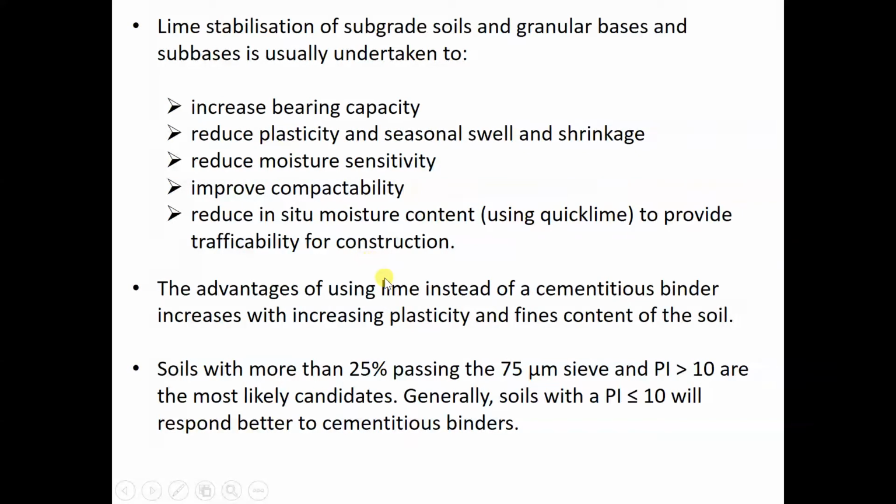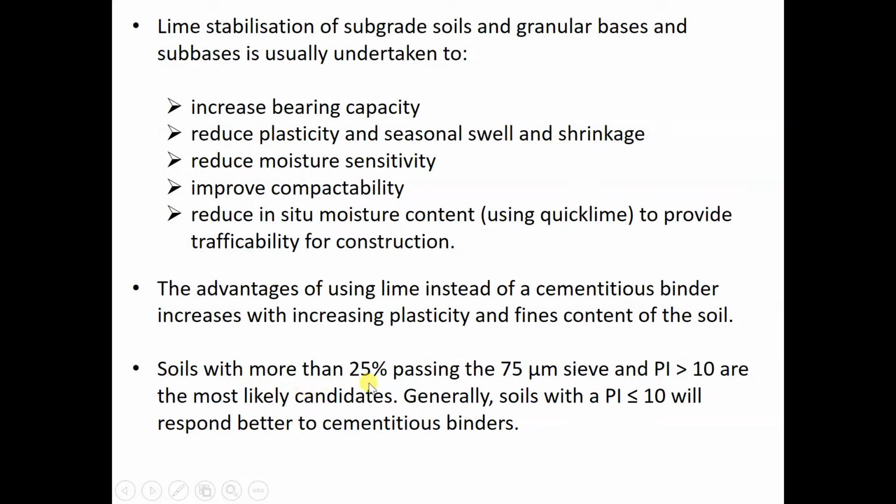Okay, the advantage of using lime instead of cementitious binder increases with increasing plasticity and fines content of the soil. So if the road project has a high plasticity, then you have to use lime. If the soil has low plasticity, probably lime is not the best.